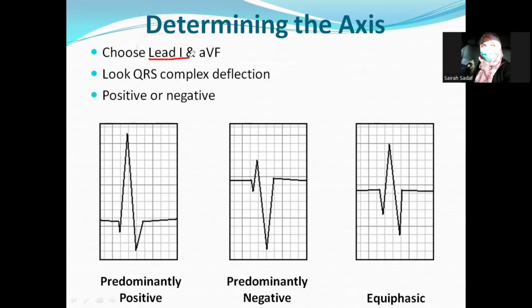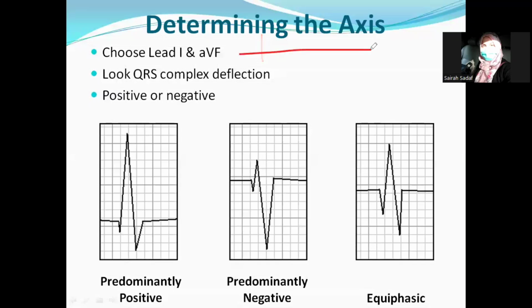Lead 1, its direction is, as you know, current flows from right to left. That is of course the axis of the heart. And AVF, why AVF? Because it's inferior. And we know that the axis of the heart also lies inferiorly. Yeah, infralateral. So this is inferior, this is lateral. That's why we choose these two leads. And the other important thing is that these two are perpendicular to each other.